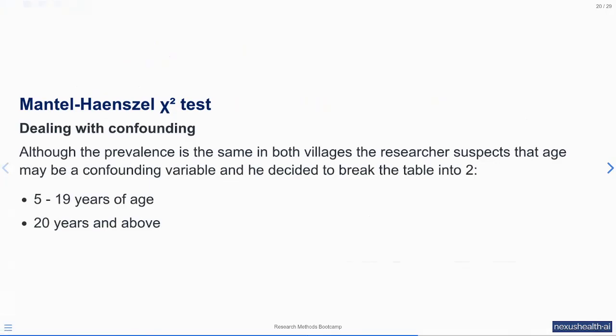However, even though the prevalence is the same in both villages, we suspect that age may be a confounding variable. And so the investigator decides to break the table into 2 by stratifying on age. So we stratify on age 5 to 19 years versus age 20 years and above.